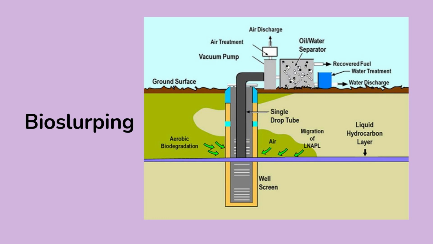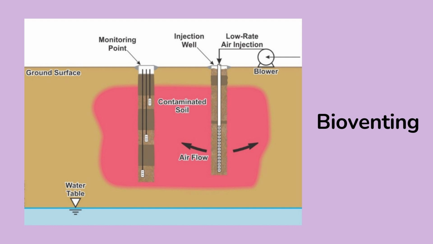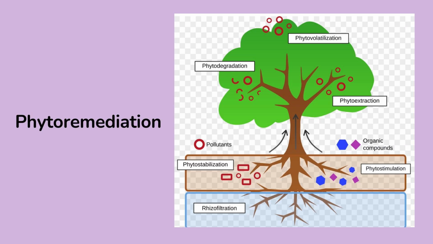So the vacuum pump slurps the liquid contaminants and vapors, while the introduced oxygen enhances the biodegradation process, making bioslurping a very effective method. Bioventing is the most common in situ treatment. It involves injecting air or oxygen through wells into the contaminated soil to stimulate the aerobic degradation of pollutants by indigenous microorganisms. It is very effective for the remediation of petroleum hydrocarbons and other volatile organic compounds in soil.